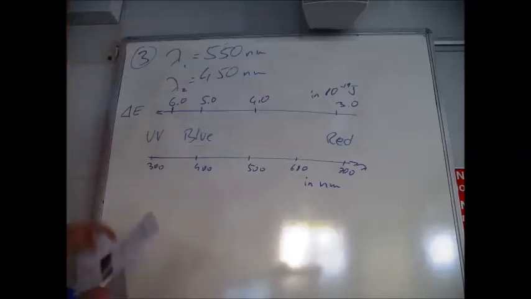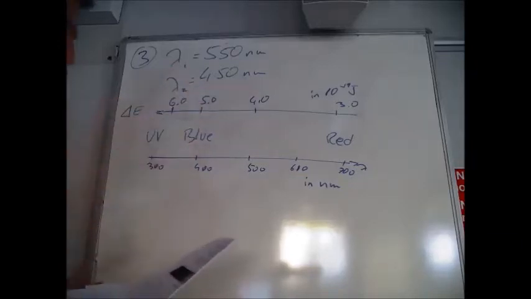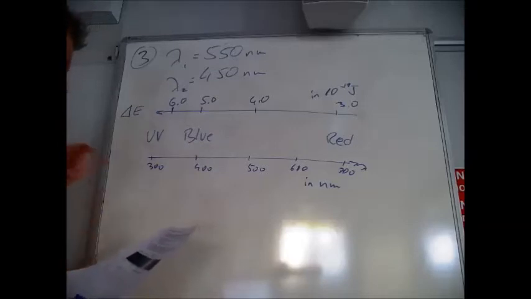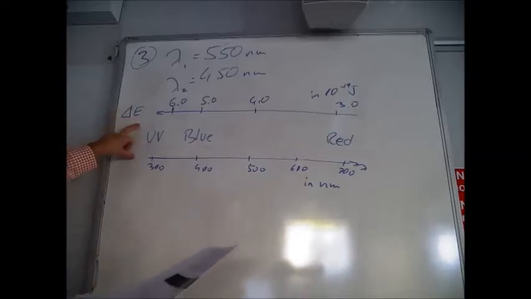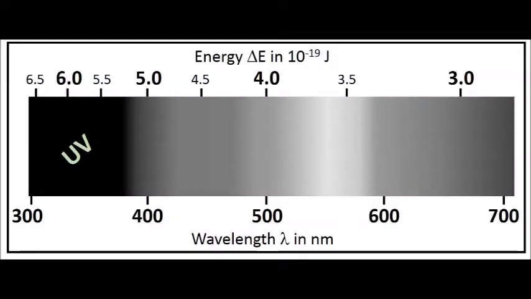Question number 3 of the week 14 seminar sheet asks us about molecular absorption lines. It gives the first one at 550 nanometers and the second one at 450 nanometers. Which light has a larger energy? If you're remembering the little sketch that I've shown you, I'll just put it up now.